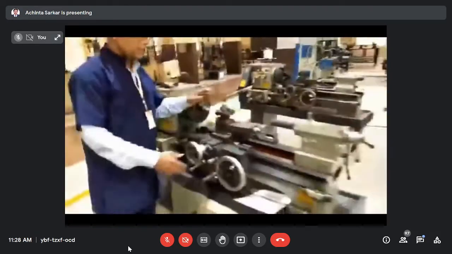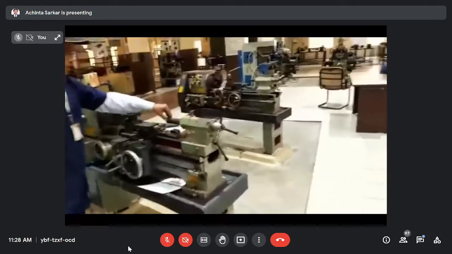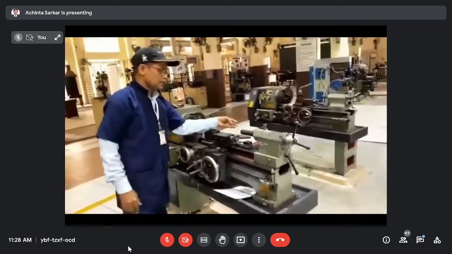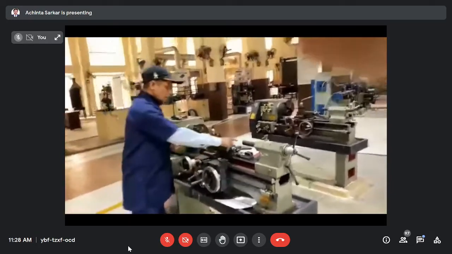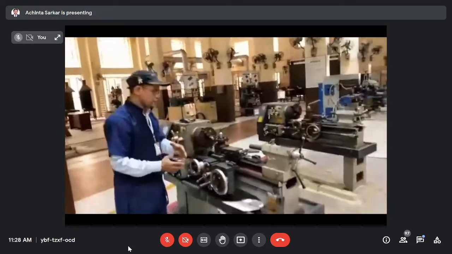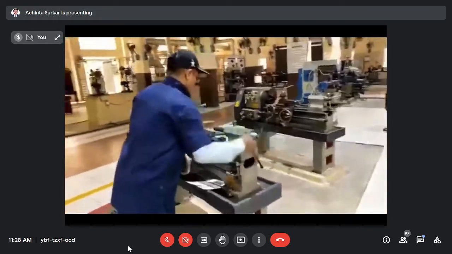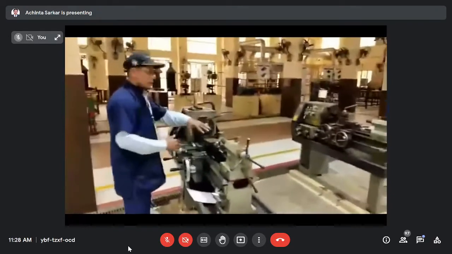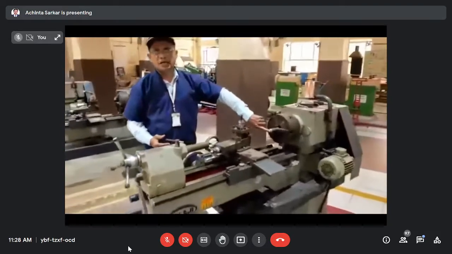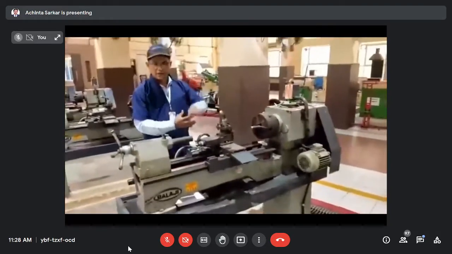Next, I am telling about the tail stock. In the tail stock, this is called the tail stock quill. In the quill, you have to set a drill bit. With the help of the drill bit as a cutting tool, you can perform a drilling operation. When you rotate this handle, the tail stock quill slides against the rotating workpiece with a feed motion so that you can create a hole in the solid object. That is called a drilling operation.